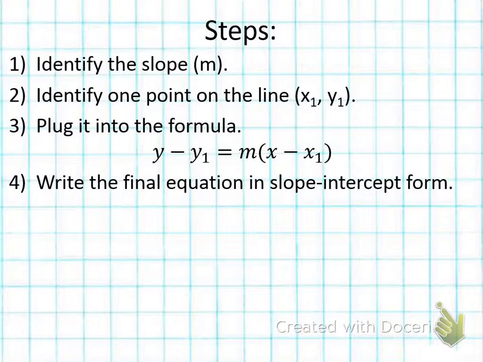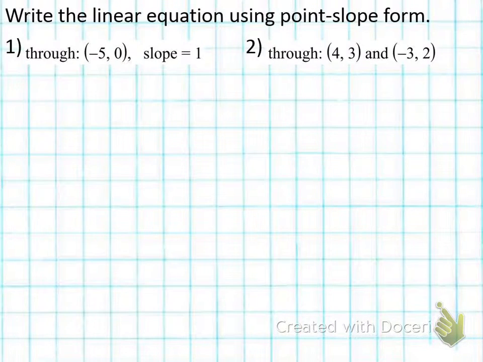Here's the slope. Identify the slope, m, identify one point on the line, and then plug it into the formula: y minus y1 is equal to slope times x minus x1. And then write the final equation in slope-intercept form. Okay? So, here we go.